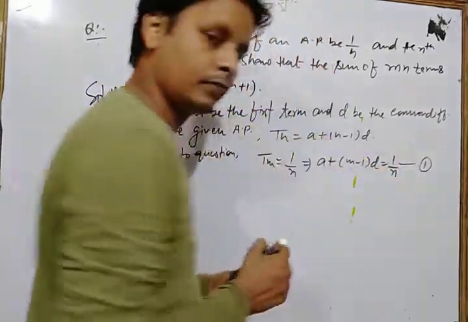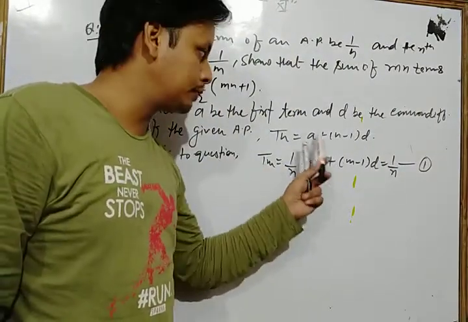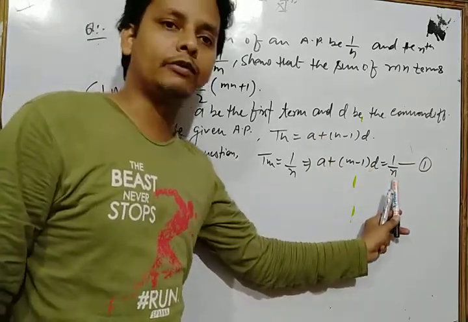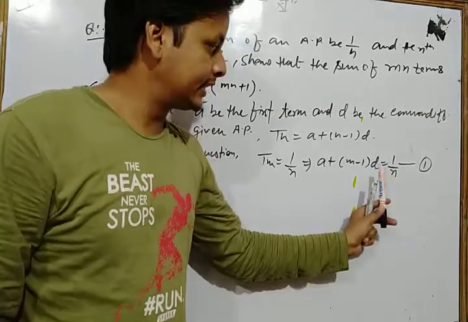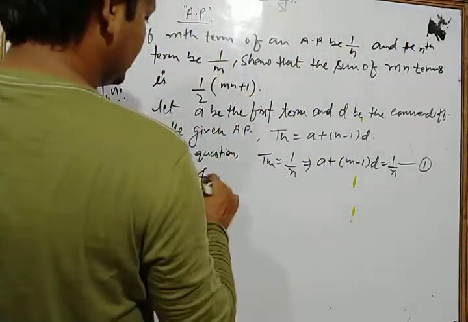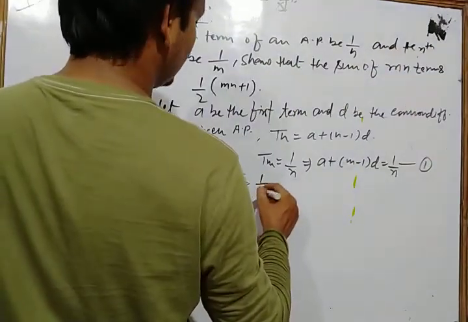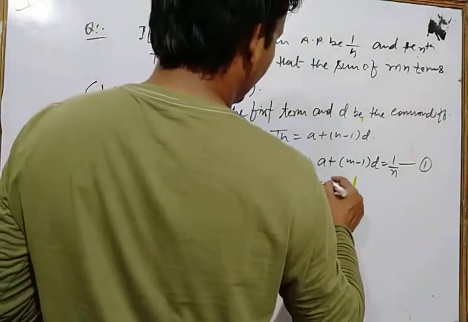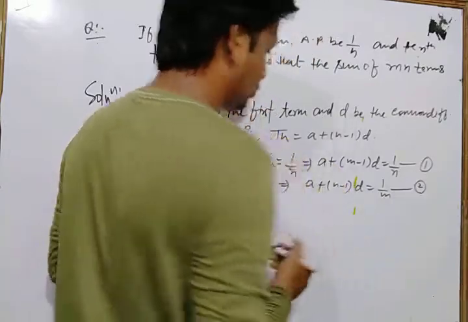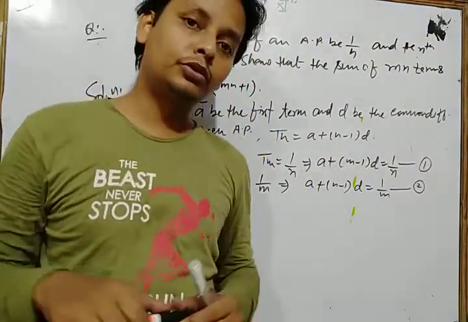Take this as equation 1. According to this equation, the mth term is 1 upon n, so we put m in place of n: a plus (m minus 1) into d is equal to 1 upon n, which is given in our question. Similarly, the nth term Tn is equal to 1 upon m. That is, we have a plus (n minus 1) into d is equal to 1 upon m. Take this as equation number 2.